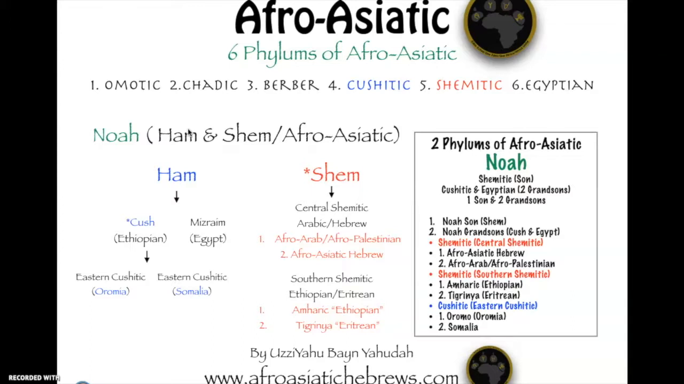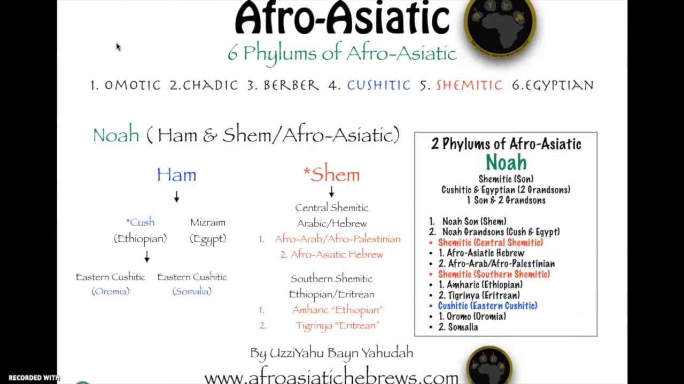Okay? But remember, Cush is one of the grandsons of Noah. So Oromia and Somalia will be Noah's great-grandchildren. Not great, but some of his great-great-great-great-grandchildren. So Noah's son Ham had a son Cush, and from Cush, you have his descendants, which would be Oromia and Somalia.